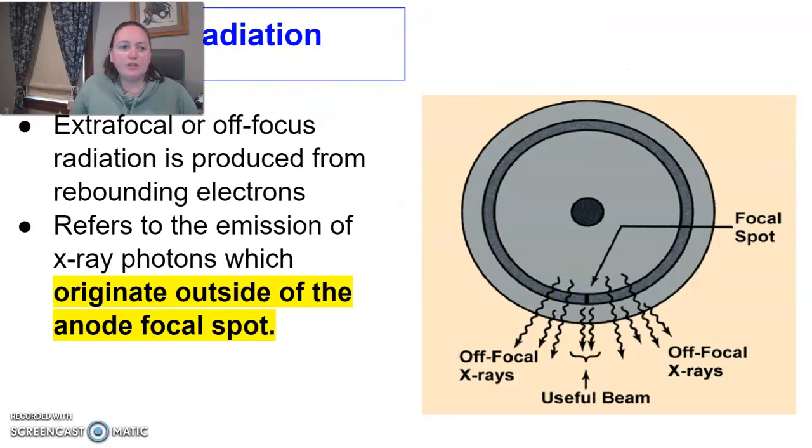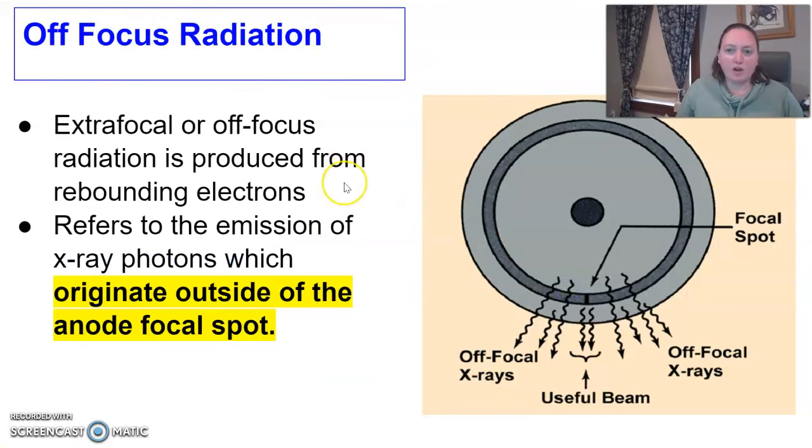And then just a general term that I've seen come up a few times is this off-focus radiation. Not necessarily that it's related to the line focus principle, but it just sort of felt like I wanted to put it in here. So we know that the actual focal spot is where the electrons hit on the anode itself, that focal track. The off-focus radiation is radiation that's produced from rebounding electrons. It originates outside of the anode focal spot. So these off-focal X-rays are outside the focal spot area.